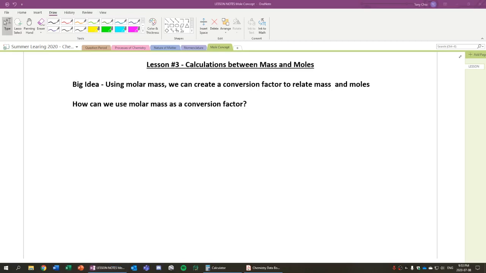Hey everybody, in this lesson we're going to talk about calculations between mass and moles. So using molar mass, we can create a conversion factor to help us now relate between mass and moles. So how can we use molar mass as a conversion factor?